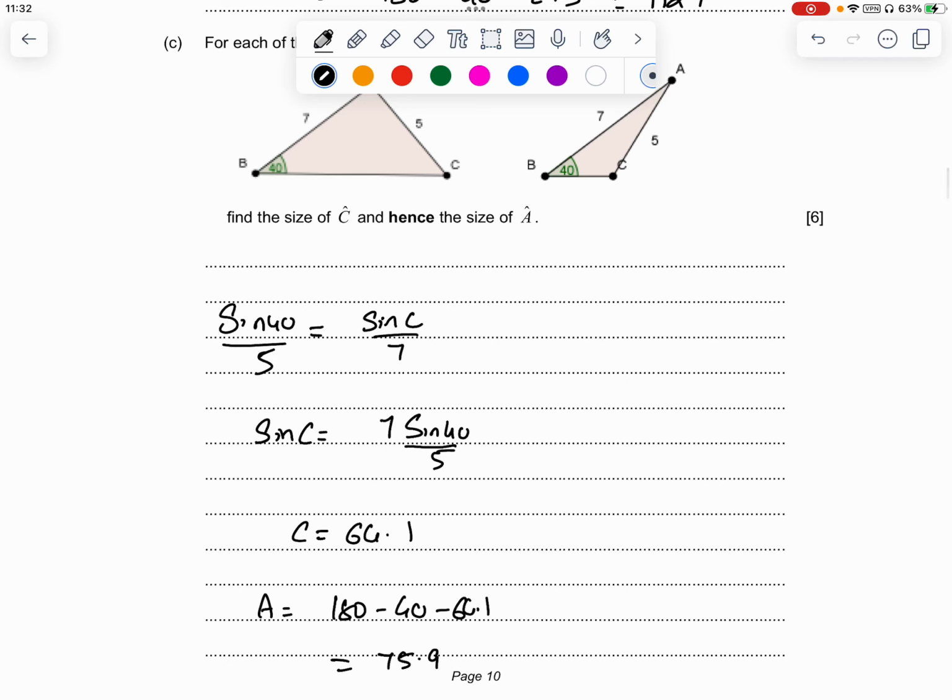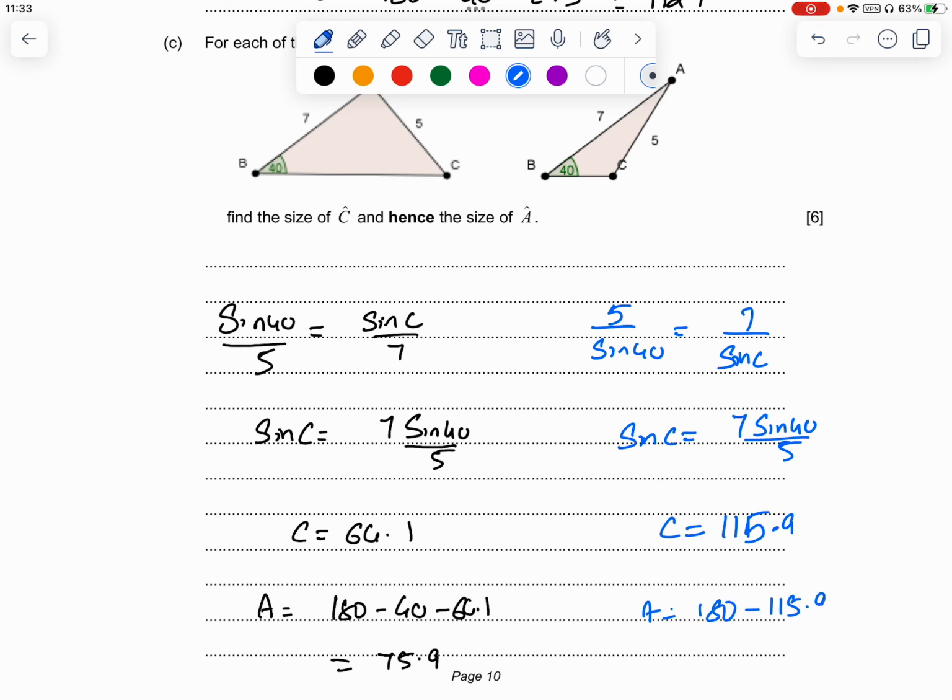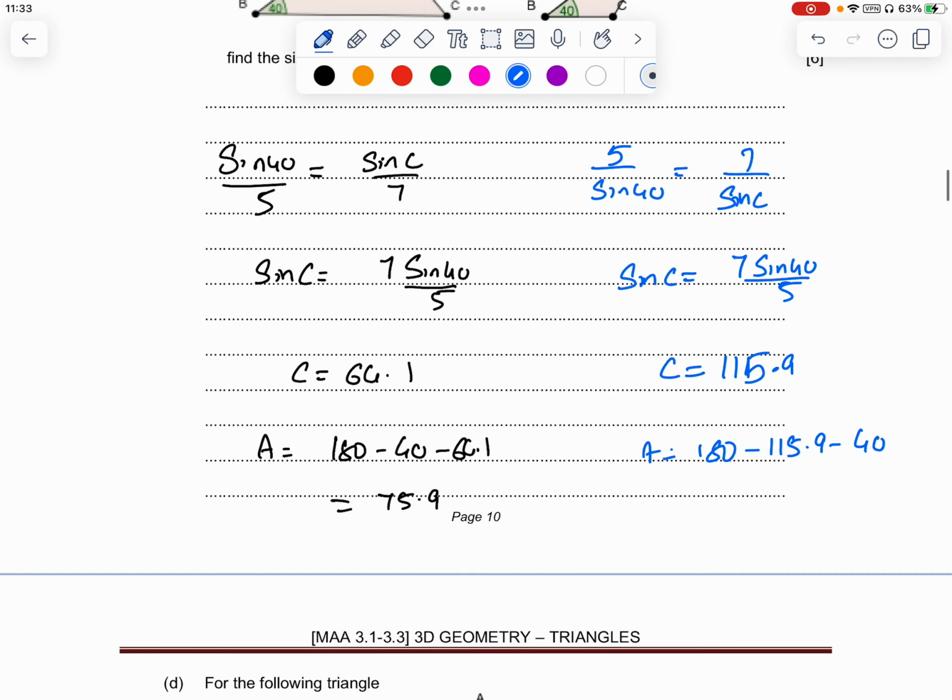In the other case, 5 upon sine 40 equals 7 upon sine C. From here, I get sine C equals 7 times sine 40 divided by 5. From here, I get the value of C as 115.9. So A will be 180 minus 115.9 minus 40, which gives me 24.1.